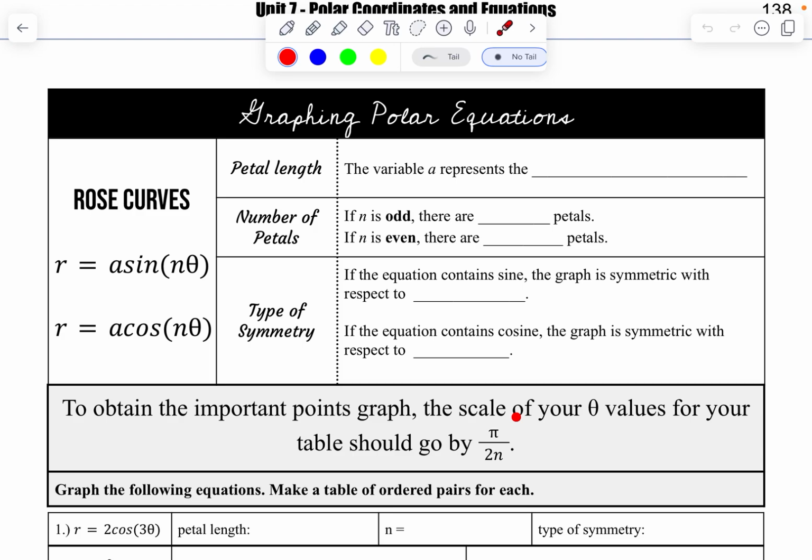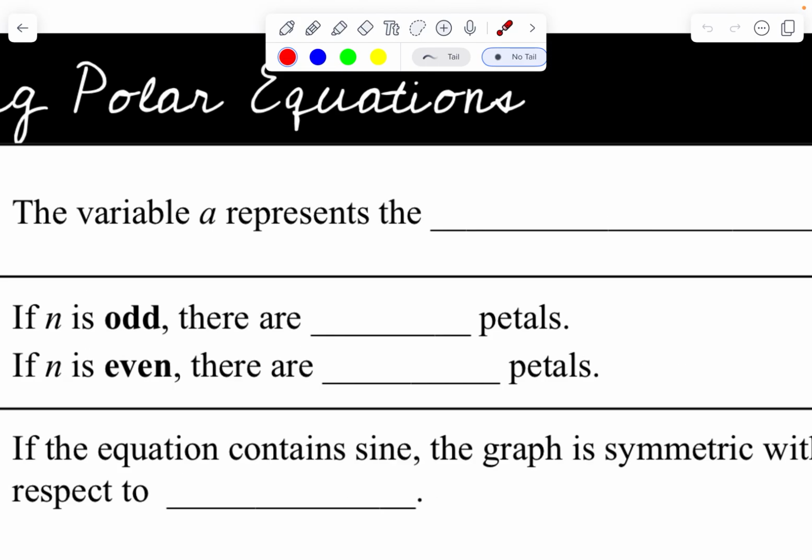Graphing polar equations. There are different types of graphs that we could get when we're given a polar equation. The first one is called a rose curve, and for rose curves, r equals the a value times the sine of n times theta, or r could equal a times the cosine of n times theta. The variable a represents the petal length.